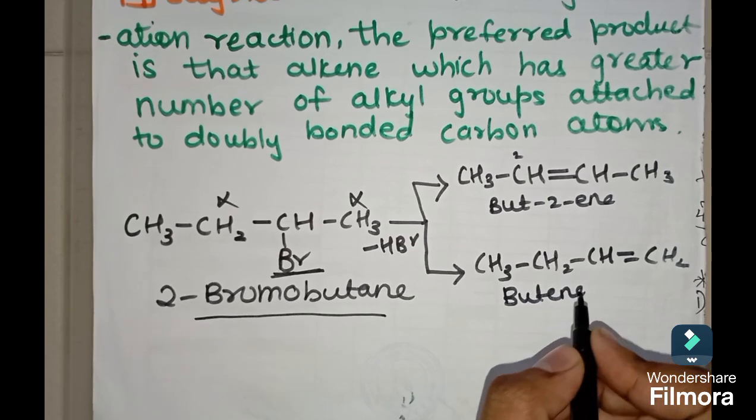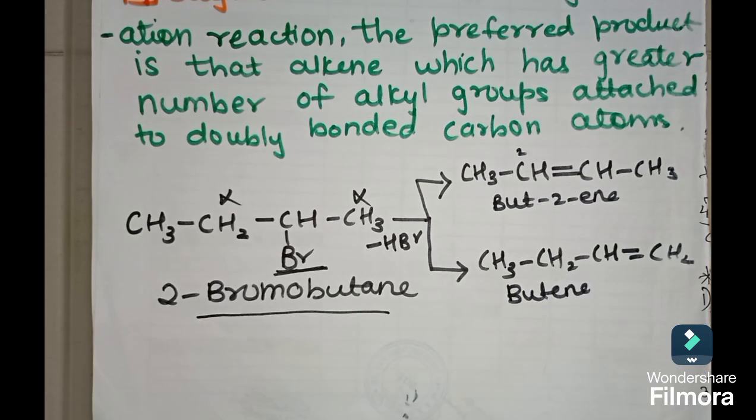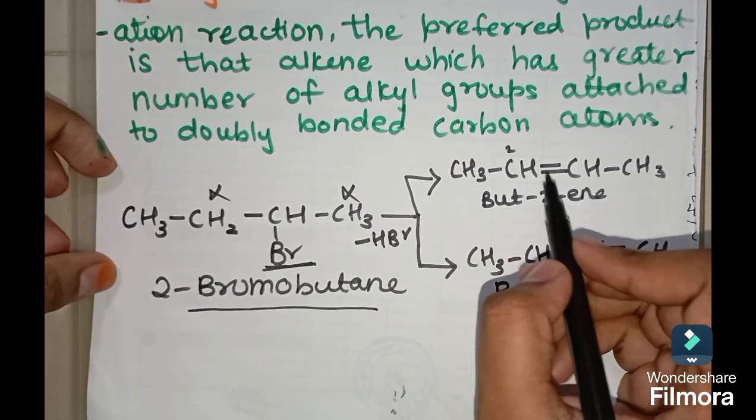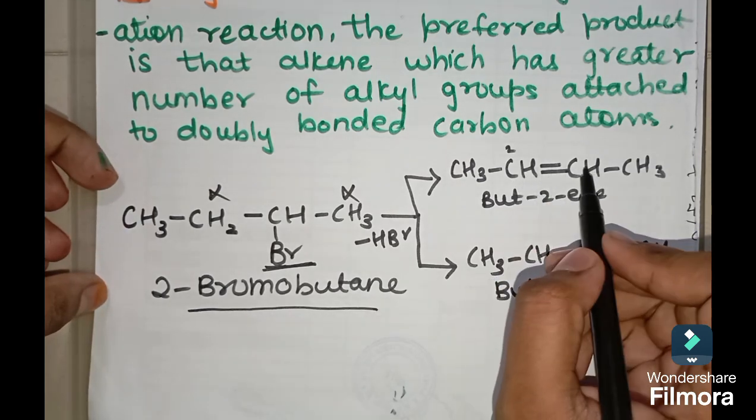So now according to Saytzeff rule, it states that the preferred product is that alkene which has a greater number of alkyl groups attached to the double bonded carbon atoms. So let us look at the double bonded carbon atoms. These two are the double bonded carbon atoms.